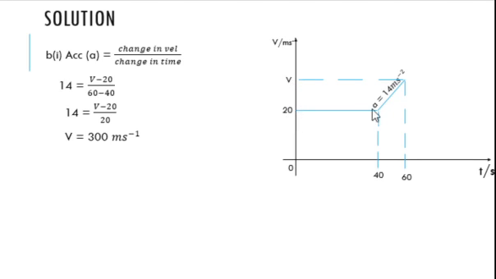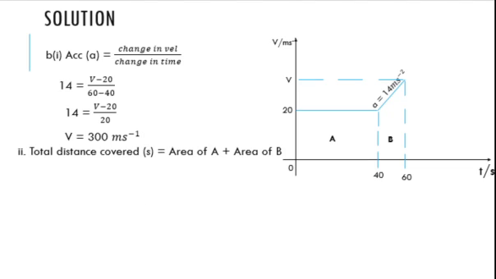So all you need to do is to know your acceleration, and the formula for acceleration is change in velocity over change in time. You should know that this is my initial velocity and this is my final velocity, and that will be final minus initial, that is V minus 20 over the change in time. It started from here, the initial time is 40, and it ended at the final time, 60. So 60 minus 40 will give me 20. And from there, if I make V the subject of the formula, I'll have V equals 300 meters per second, which is my final velocity.